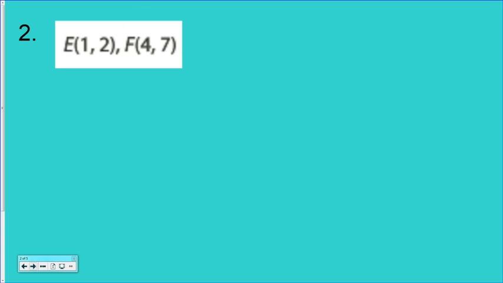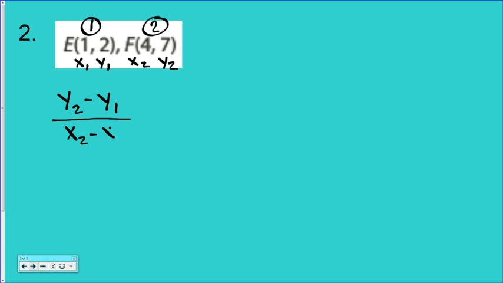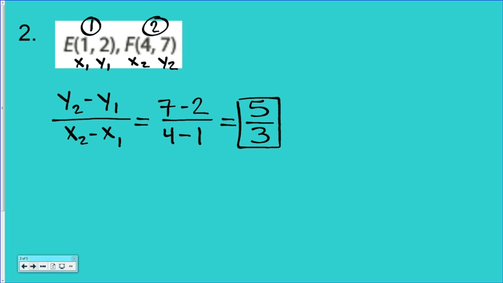All right, example 2. You're already given the ordered pairs, so I'm going to show you both ways here as well. So you can take this as ordered pair 1 and ordered pair 2. x1, y1, x2, y2. Use the formula y2 minus y1 divided by x2 minus x1. Substitute everything in. So y2 is 7 minus y1 is 2. x2 is 4 minus x1 is 1. 7 minus 2 is 5. 4 minus 1 is 3, and your slope would be 5 over 3.